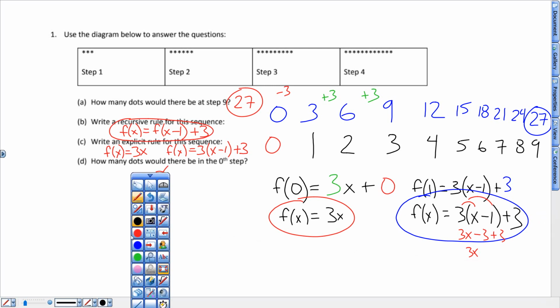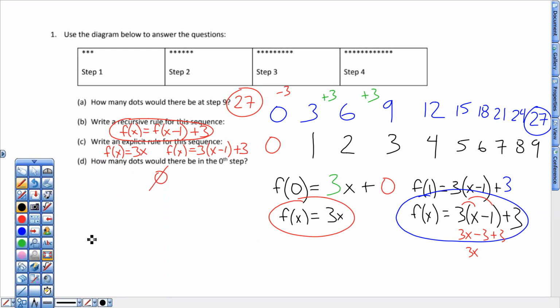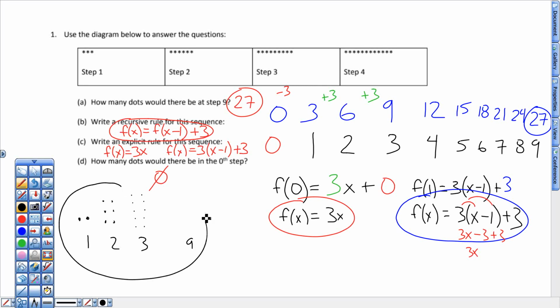Try one right here, where step 1 has 2 dots. Step 2 has 1, 2, 3, 4, 5, 6 dots. Looks like I'm going up by 4. Step 3 should have 10 dots: 1, 2, 3, 4, 5, 6, 7, 8, 9, 10. Try that one. Try to see how many dots at 9. Try to write all those equations. Try to find how many dots at 0. Try this extra one. All right, keep going.